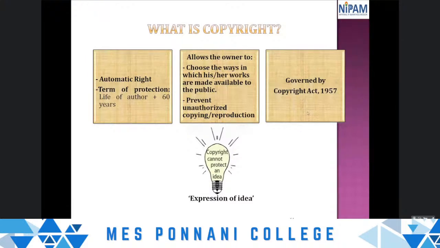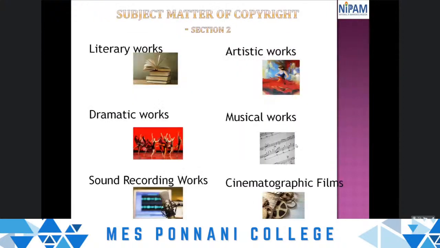Now, this is the act that governs copyrights in India. These are the different categories of works that are protected under copyright. We have already discussed this. Literary works means novels, books, poems, short stories. Then artistic works, paintings, sculptures, dramatic works, musical works, songs, compositions, sound recordings, and movies, cinematographic films.